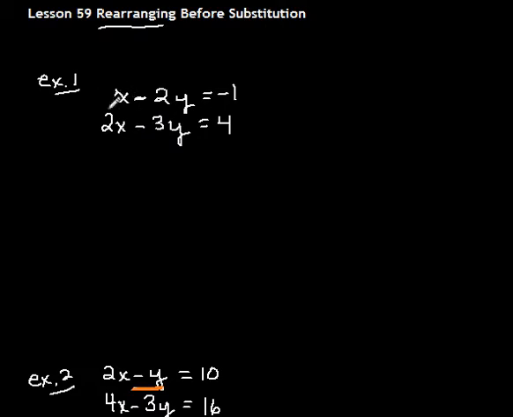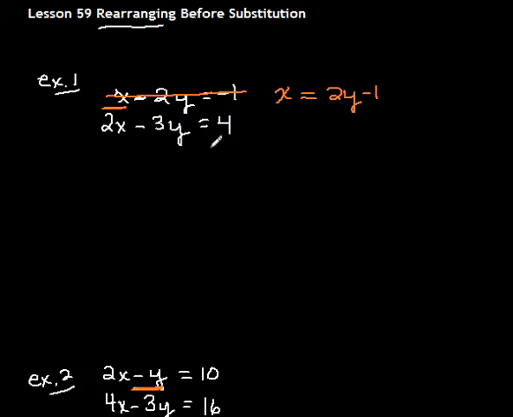Now in this one right here, the x does not have a coefficient, so it's easy to get x by itself. All we have to do is add 2y to both sides. That's our rearranging. So we're going to get x by itself. We add 2y to both sides, so we get x equals 2y minus 1. Once we rearrange, we can cross out that equation because we're not going to use it again.